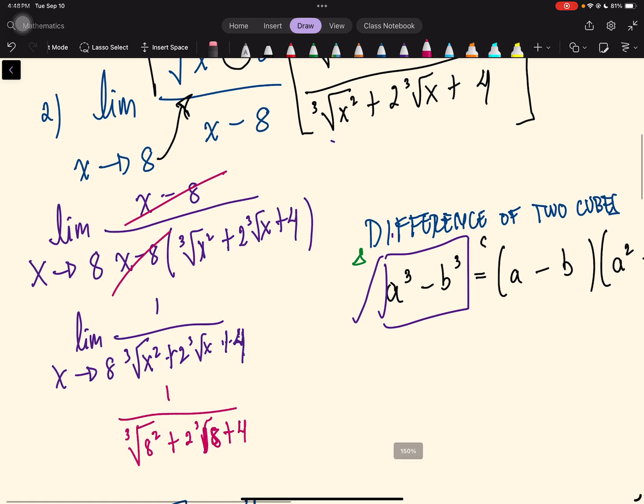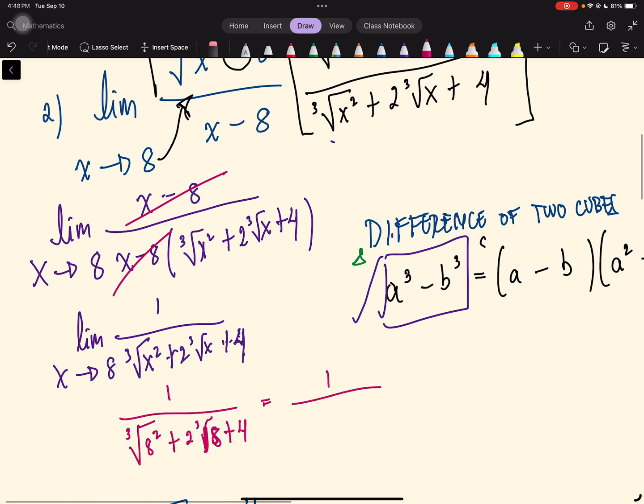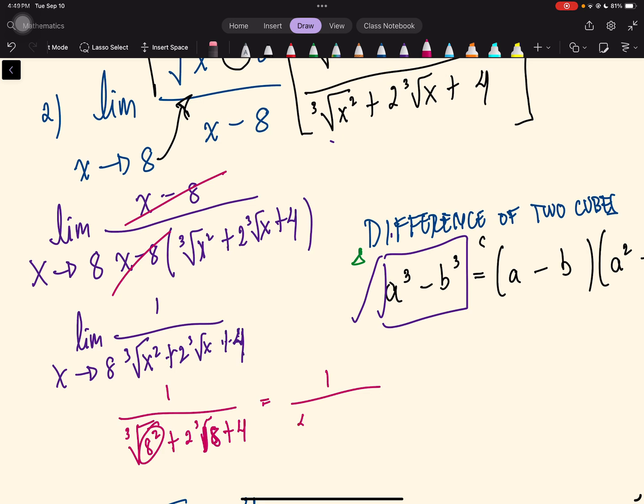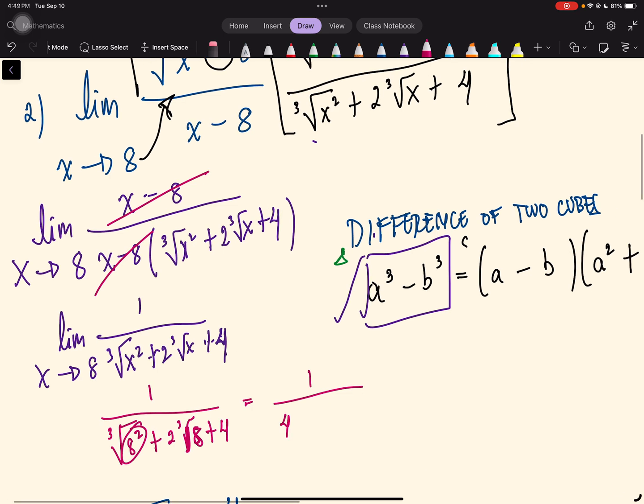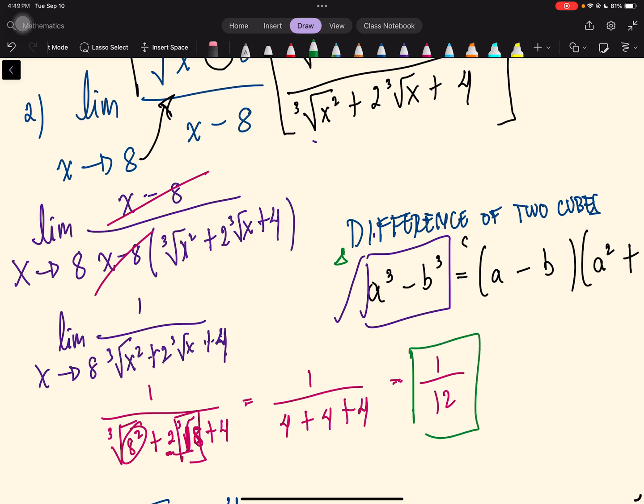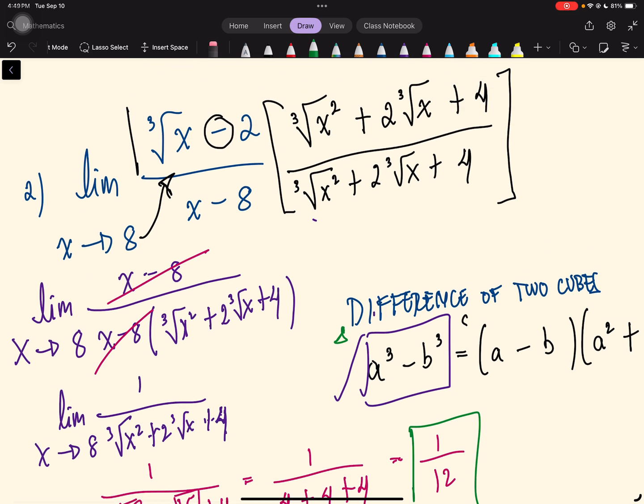Alright, and what's the answer to this? It's going to be 1 over, the square of 8 is 64, and the cube root of 64 is 4. The cube root of 8 is 2, and 2 times 2, that's 4 again, and then plus 4, so basically it's 3 times 4, which is 12, so 1 over 12. This is the answer for the second problem, okay?